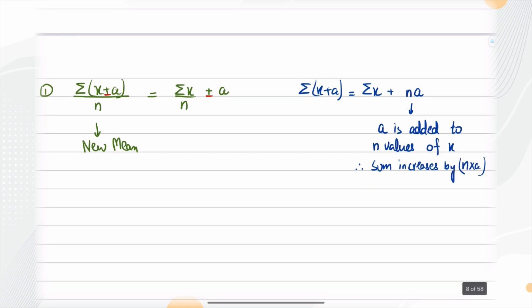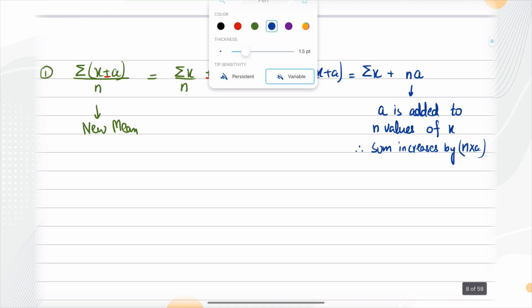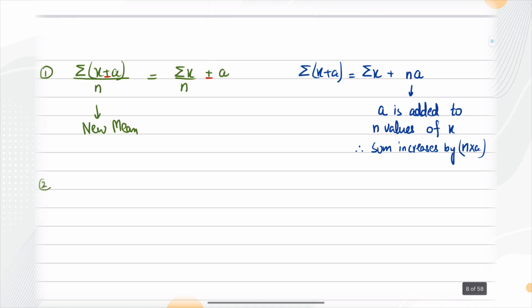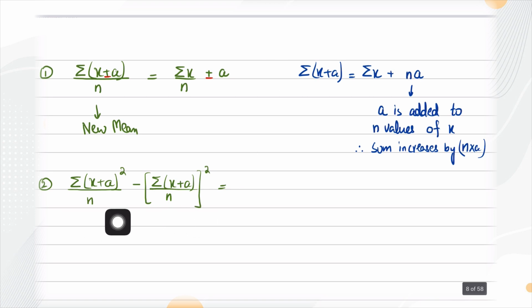Now another thing is about variance. We just saw that the variance remains the same. So that means summation (x plus a) whole squared divided by n, minus (summation (x plus a) upon n) the whole thing squared, which basically means minus the square of the mean. So this is the new variance. Through this we will get the variance of the new data set, and we just saw that this remains the same as the old variance.